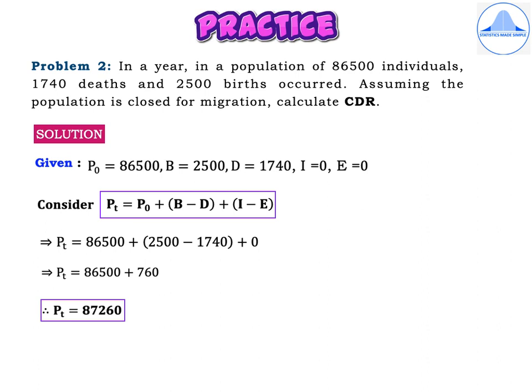population at time t. So consider Pt is equal to P naught plus B minus D plus I minus E, which implies Pt is equal to 86,500 plus 2,500 minus 1,740 plus 0. So which implies Pt is equal to 86,500 plus 760, or we get Pt is equal to 87,260.